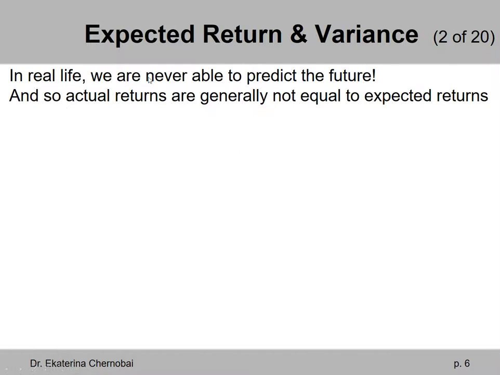In real life, we cannot really predict the future. And so when we are trying to predict something for, let's say, next year, once 1 year has gone by, we will realize that we made a mistake. We are always going to be making mistakes. So generally, actual returns are not equal to what we expected them to be.